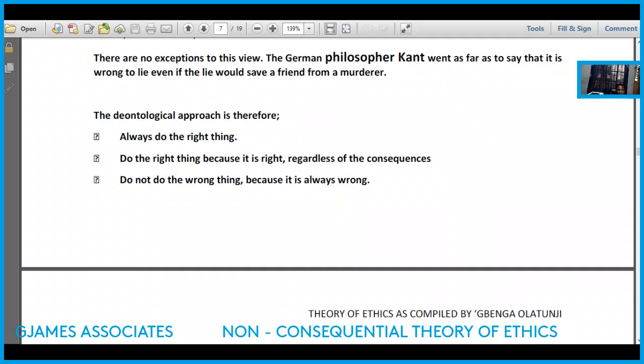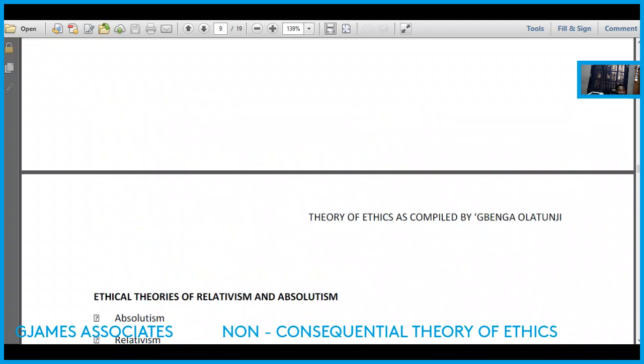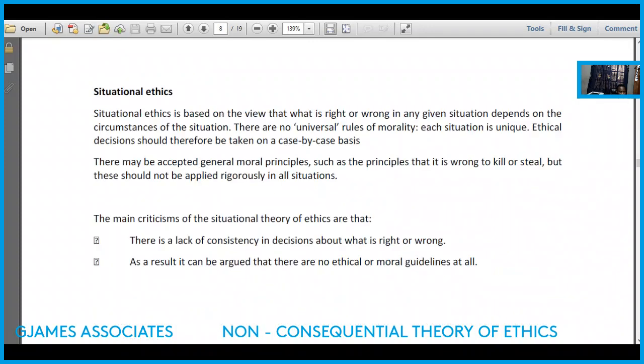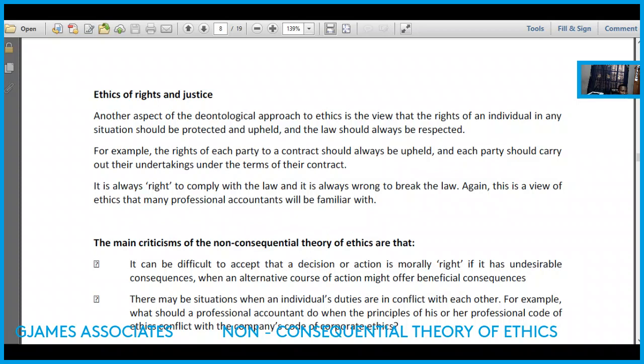So this is non-consequential theory. Let me quickly see if we can touch on some aspects of it: the relativism, the situational ethics, and the like, absolutism, subjectivism. Let's quickly go into that.